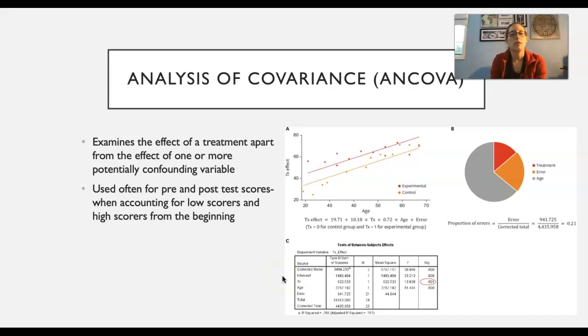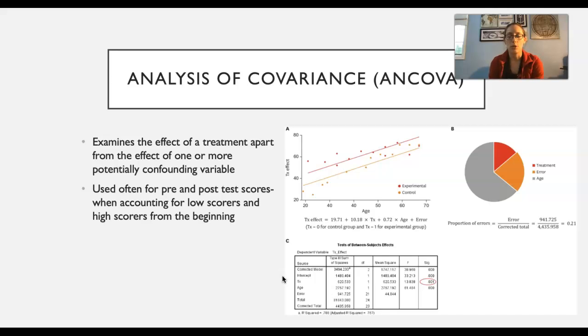And our last big one here is your analysis of covariance. This examines the effect of a treatment apart from the effect of one or more potentially confounding variables. What that means is you have a variable that may or may not have affected the end result. For example, and this is a pretty common one, it's used for pre- and post-test scores when accounting for low scores and high scores from the beginning.